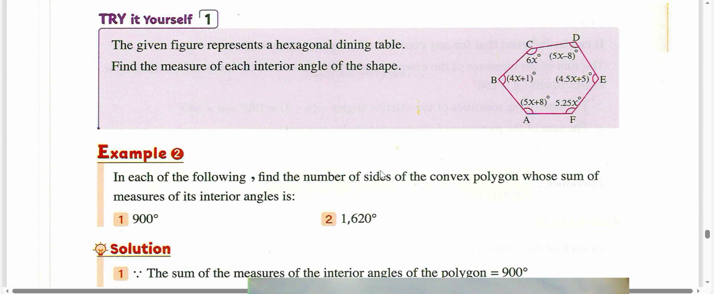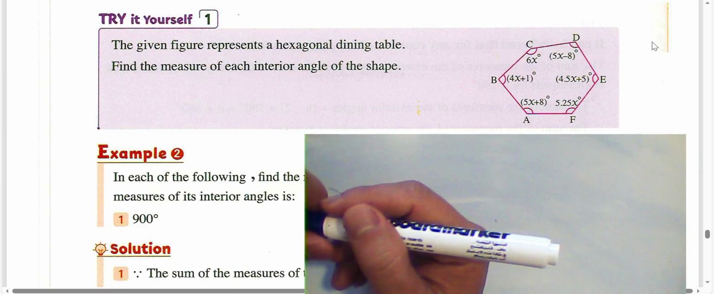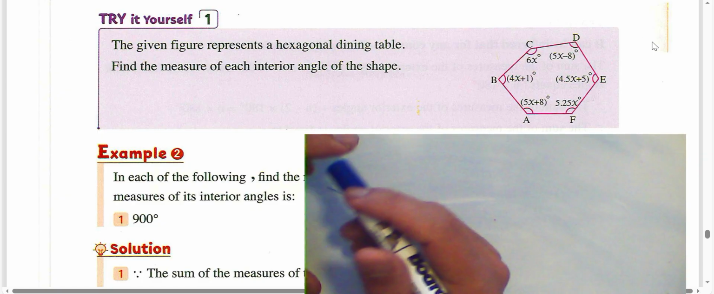Look at this example here. The given figure represents a hexagon. Find the measure of each interior angle of the shape. Okay, we have here a hexagon. First, we find the sum of the interior angles of this hexagon.